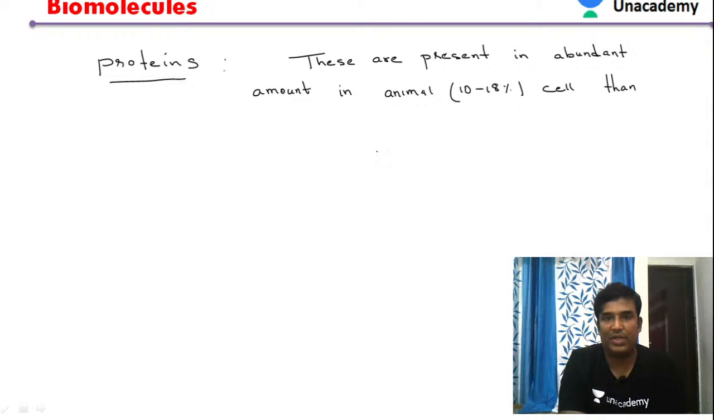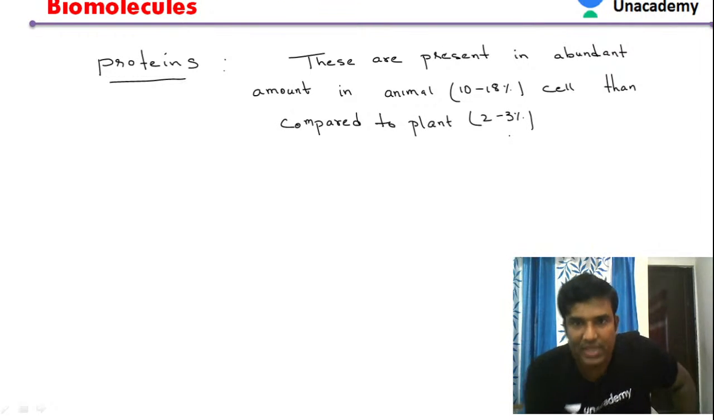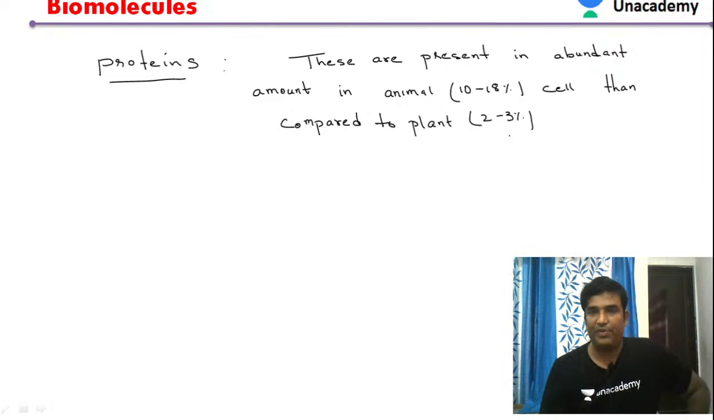In the plant cell, the amount of protein is very small. Only 2 to 3% of protein will be present. So proteins are present in abundant amounts in animal cells, about 10 to 18%, compared to plant cells at 2 to 3%.